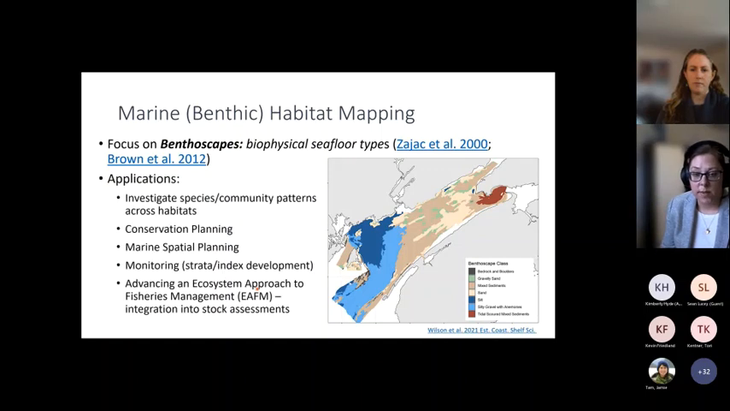And we are using these benthoscape products for numerous applications. It's been used to investigate species and community patterns across habitats, which is helping to inform conservation planning and marine spatial planning, so for potentially closed zones for potential sensitive benthic species. It can also be used for monitoring, such as strata development and also post-stratifying survey data that you may already have. And it's also very useful for selecting sentinel sites for monitoring. And we're also using it to advance an ecosystem approach to fisheries management by directly integrating it into stock assessments. And that will be discussed in a bit more detail in the deeper dive presentation later this morning.